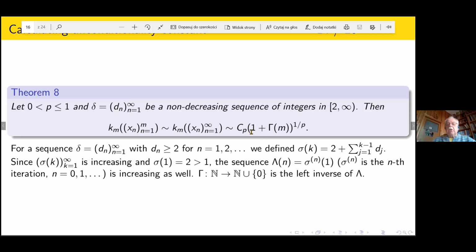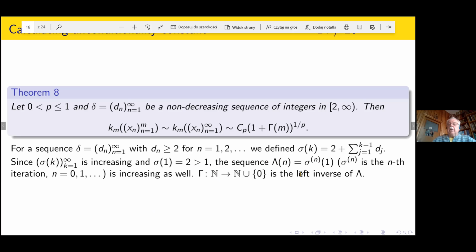Now, what is this gamma? Well, first we have the sigma. We add up the dj's. Since sigma is increasing and sigma of 1 equals 2, we look at this sequence. Namely, we take iterates of sigma. We start with sigma of 1, which is 2, then we take sigma of 2, which will be sigma squared of 1, because it's the second iteration, and then sigma of sigma 2 will be sigma cubed of 1, etc. This will be lambda of n. And this is also increasing.